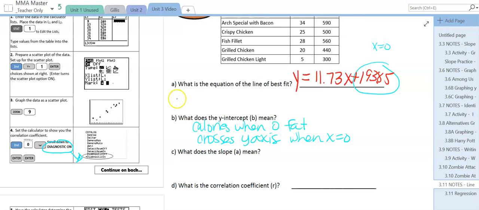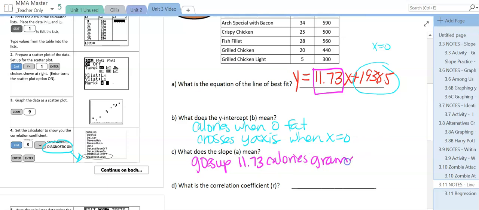All right, then it wants to know, what does the slope mean? What does the slope of the graph mean on this one? The slope is our m value, and it's 11.73. That means that it goes up 11.73 calories for every gram of fat. Now, one of the things I really, really want to point out to you guys is that this is a line of best fit. It is a line of best fit. It is not a perfect one. It is the line that goes in between all the data perfectly, so it is an interpretation.